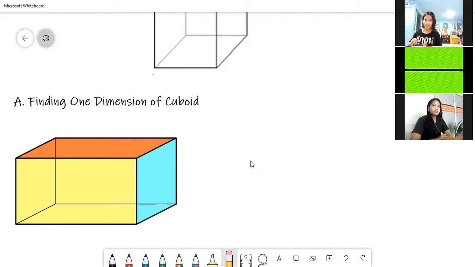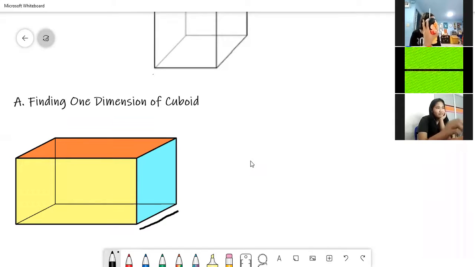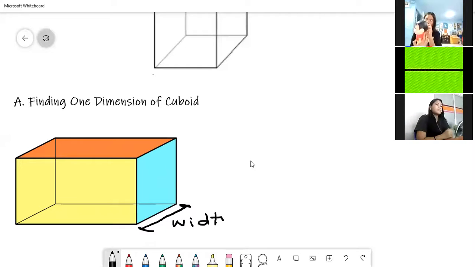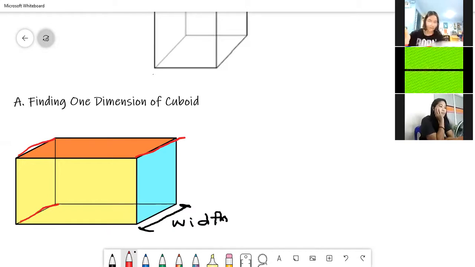Okay. Karunrat, this question is for you. What is this here, from here to here? Width. Very good. Where are the widths here? This one, this one. Okay, I will erase. I will use color red so that you can see. This one, or this one. Those are width.